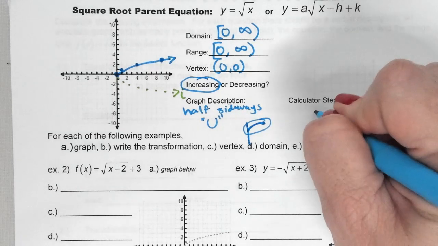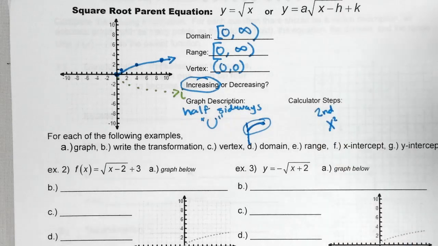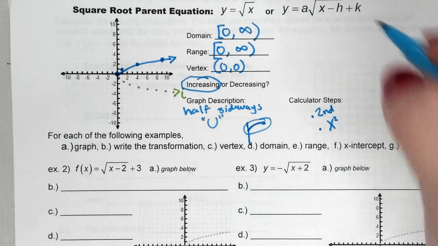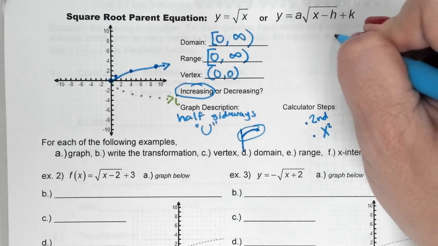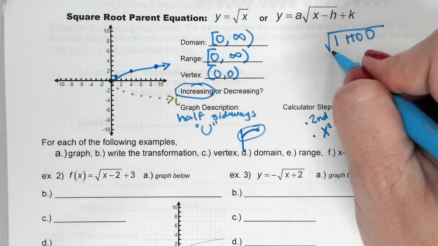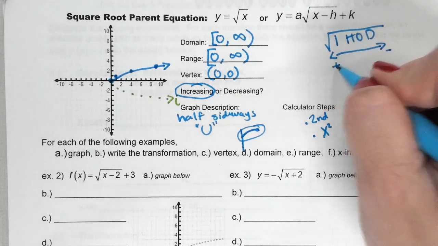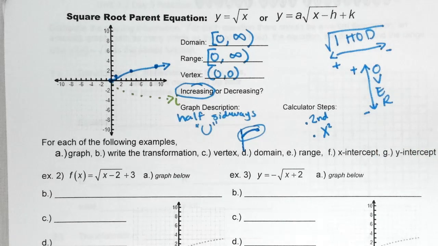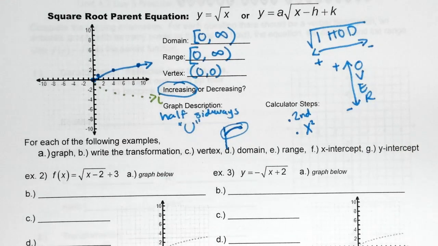Calculator steps to do your square root, you hit second x squared. Now, IHOD, your inside this time is under the house. Over is outside the house. And it's exact. Okay, so that's the difference. Last time, in quadratics, it was inside the parentheses. Now it's inside the house. Yes?